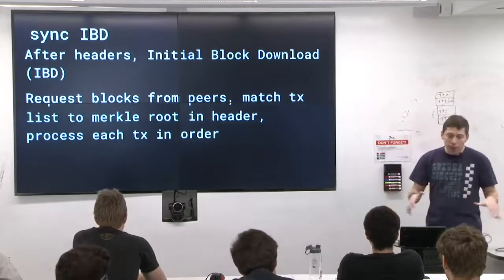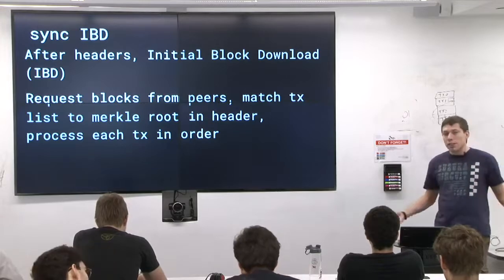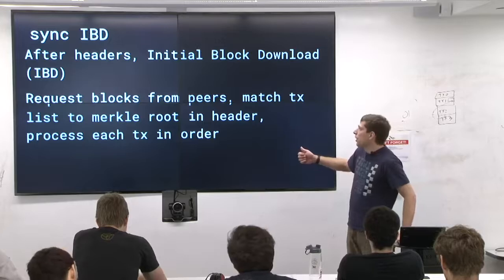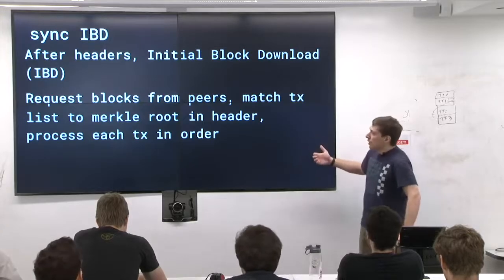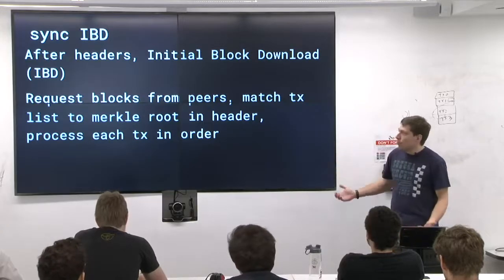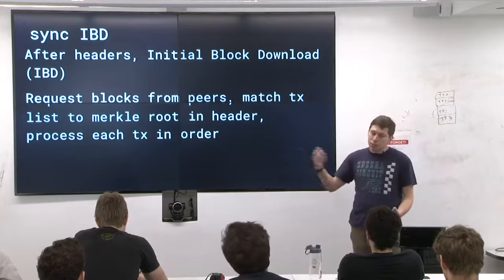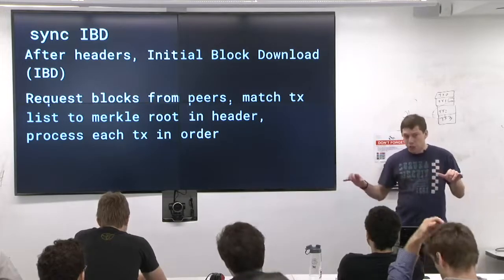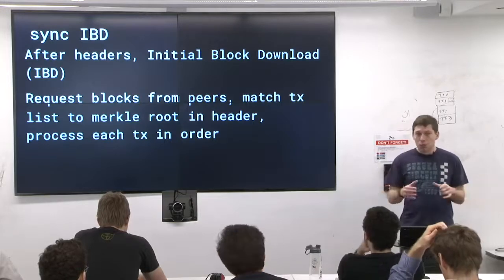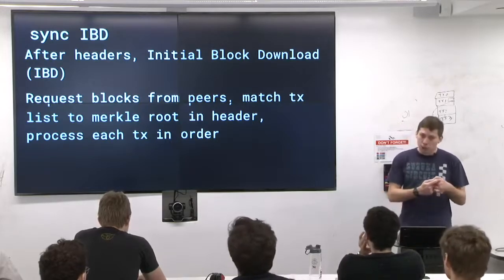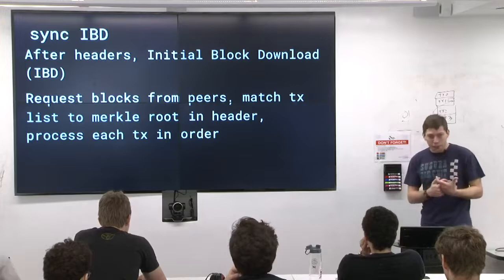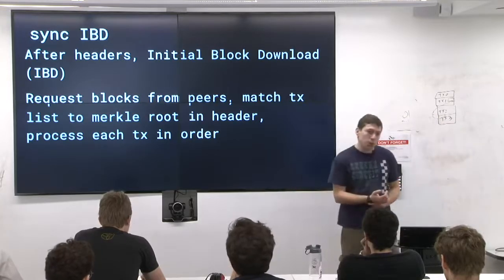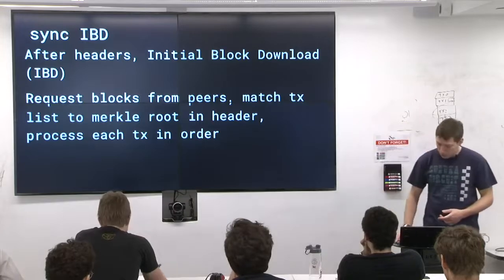I have the header, what are all the things that go into the Merkle root? So you request blocks from peers, you match the transaction list, the Merkle root and the header, and you process each transaction in order, right? So you download it, say, okay, here are all these transactions, let me take the hash of all of them, compute the Merkle root, make sure it matches the Merkle root I see in the header I've already gotten, and now process each transaction. Okay, so what do we do to process transactions?